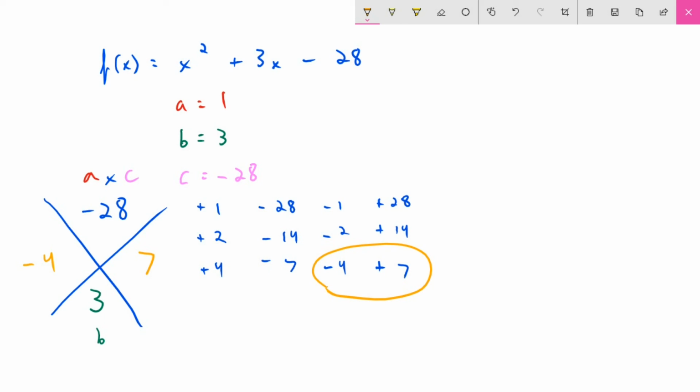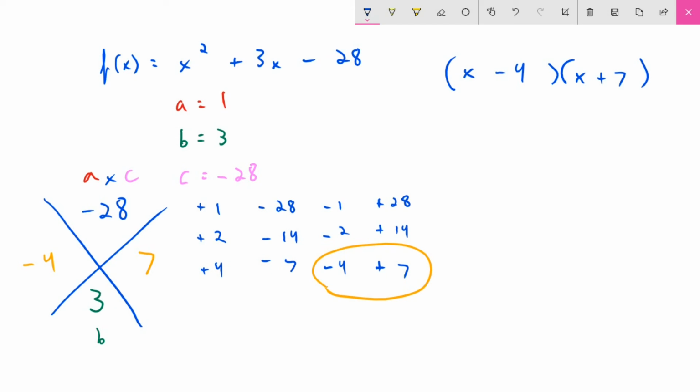Okay, and now we're going to write our factored form. So we're going to put in parentheses. This is one of the most important parts. You need to know how to write the factored form. In parentheses, we're going to start with our x's. And then in one of them, we're going to put minus 4, because we've got minus 4 right here. And the other one, we're going to put plus 7, because we've got a positive 7 right here. And that is my factored form.